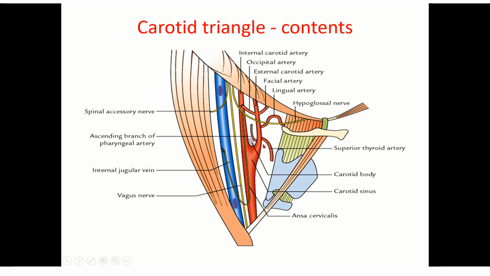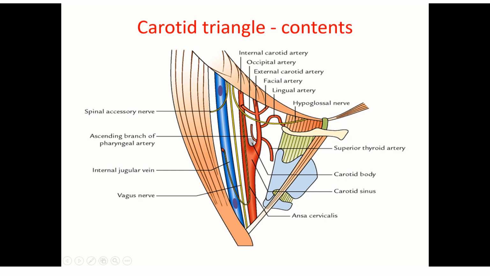This will be the superior thyroid, this is the ascending pharyngeal, this is the lingual, this will be the facial, and this will be the occipital. Then you can see here, this is the carotid sheath. Actually the carotid sheath is removed here to expose the contents. You can see the internal carotid artery, the internal jugular vein, and the vagus nerve, and you can also see the spinal accessory nerve, the glossopharyngeal nerve, and the hypoglossal nerve.